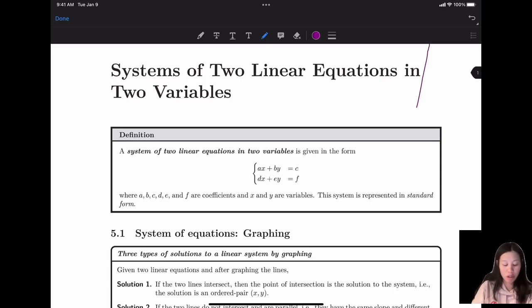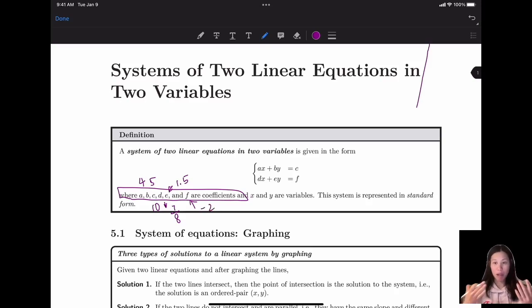Okay, so what is a coefficient? Basically, a coefficient is a number, such as a equals 4, b equals 5, c equals 10, d equals 7/8, e equals 1/5, and f equals -2. They can be any number: positive, negative, fractions, decimals, they all work.